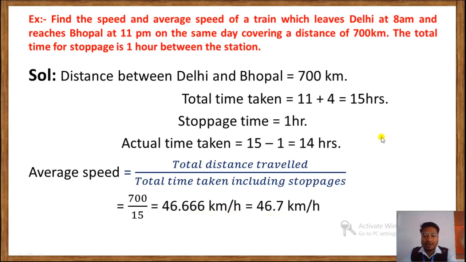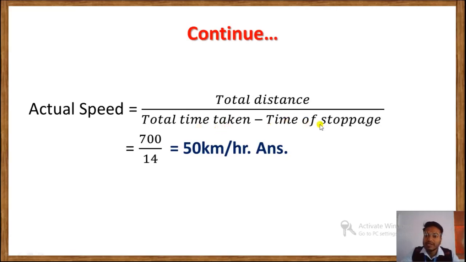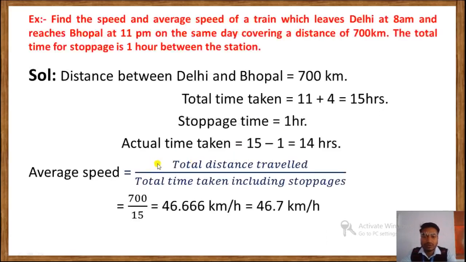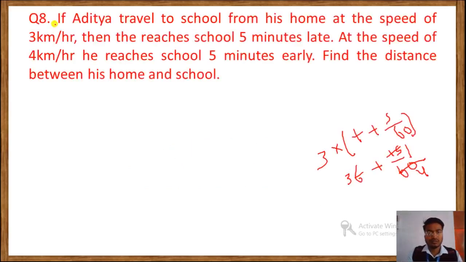Understood? Now we have to find out actual speed. So actual speed equals total distance divided by total time taken minus time of stoppage. So total distance we have 700 kilometer divided by total time taken 15 hour minus time of stoppage we have 1. So when we subtract we'll get 14. Here only we got the value 14 hour. Now when we divide we'll get 50 kilometer per hour. This is the answer.